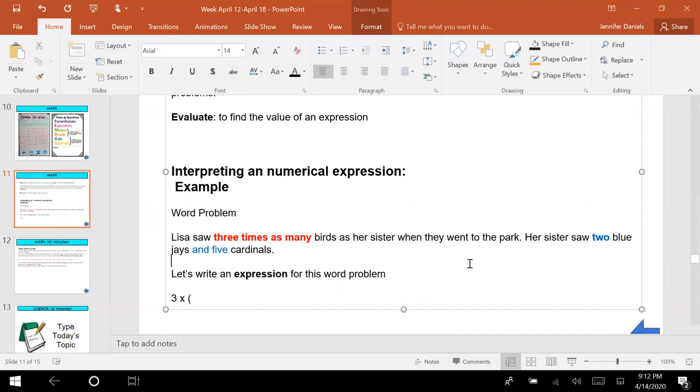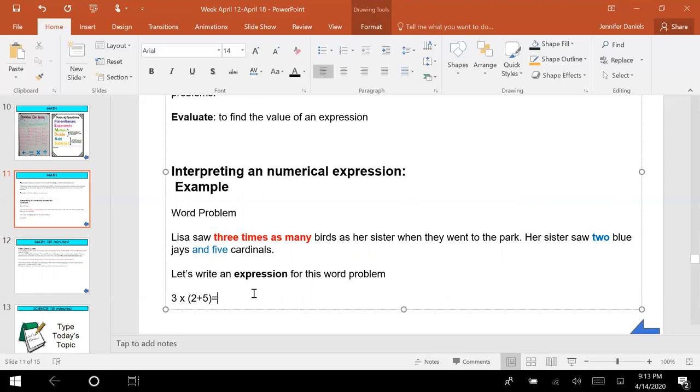All right, so 2 and 5. So 2 plus 5, and there is my numerical expression. In order to find out what Lisa saw, I would then need to find out what her sister saw first. Her sister saw 2 blue jays and 5 cardinals.